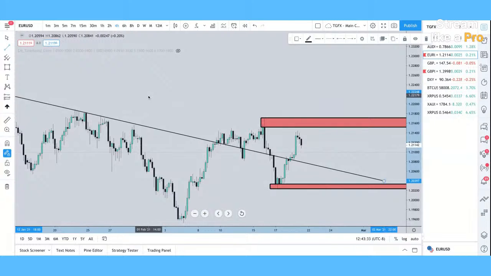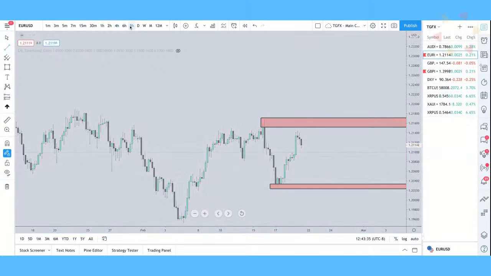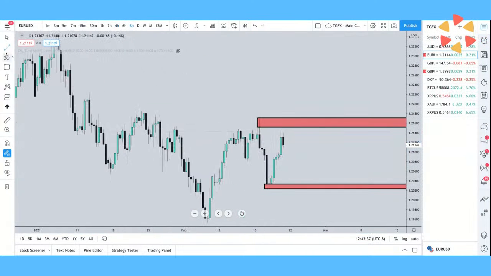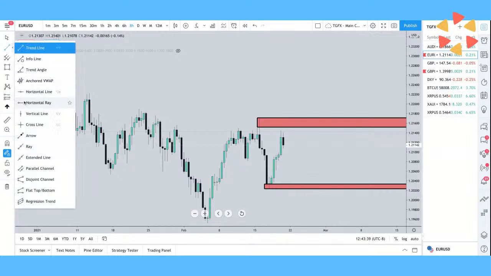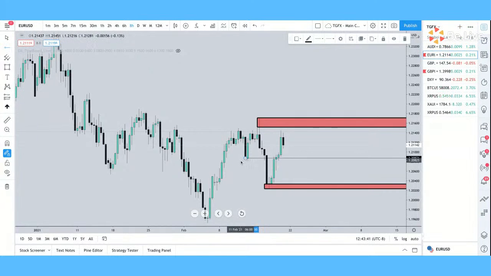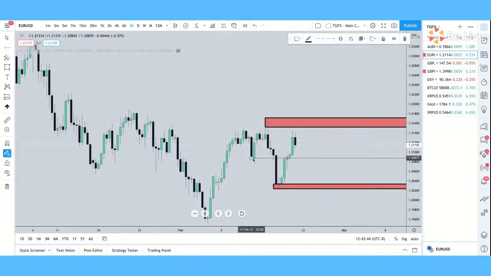Now, breaking down the levels that price has just broken through, we check the 8-hour time frame, and what we can see is that overall this was a very strong level of support on the 8-hour time frame as well as H4.